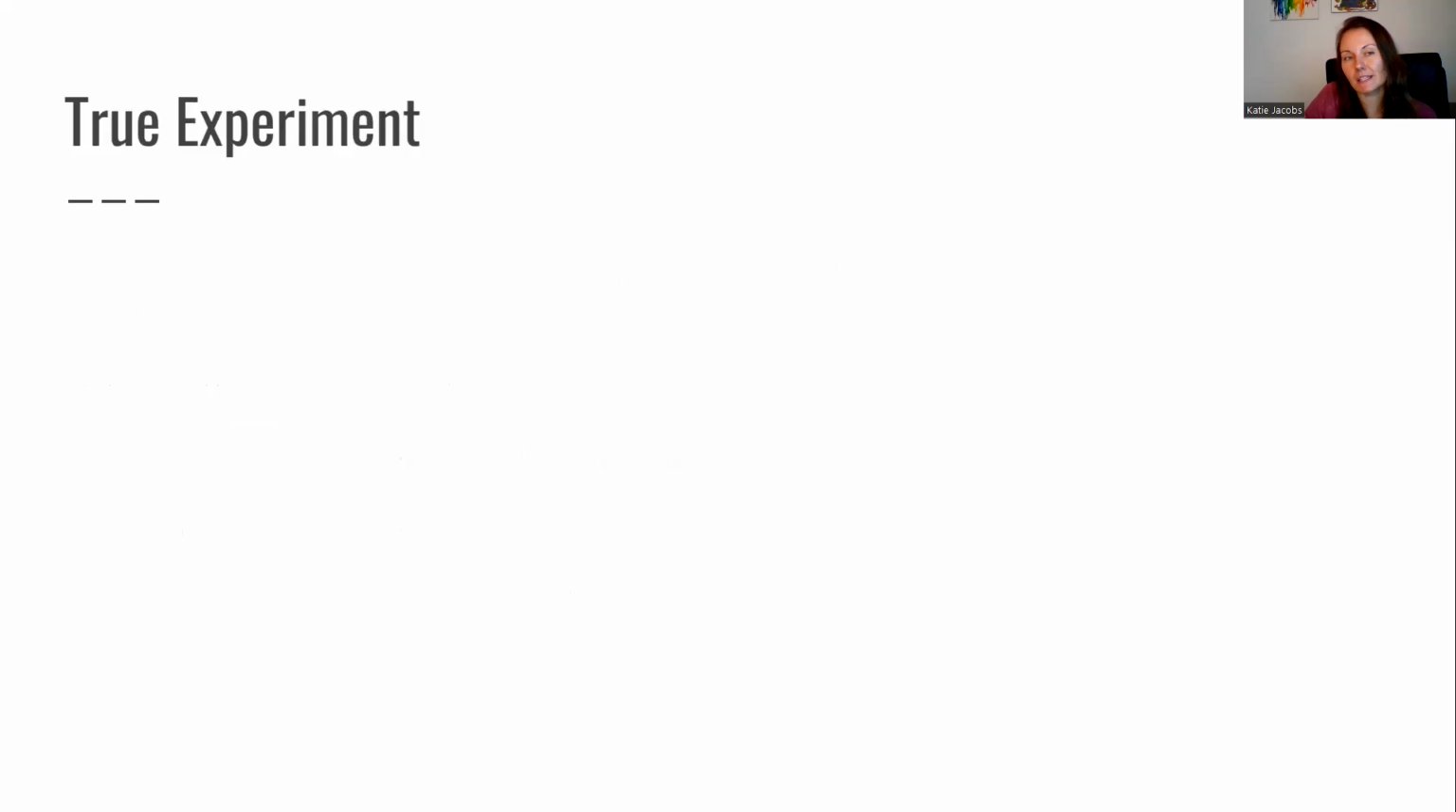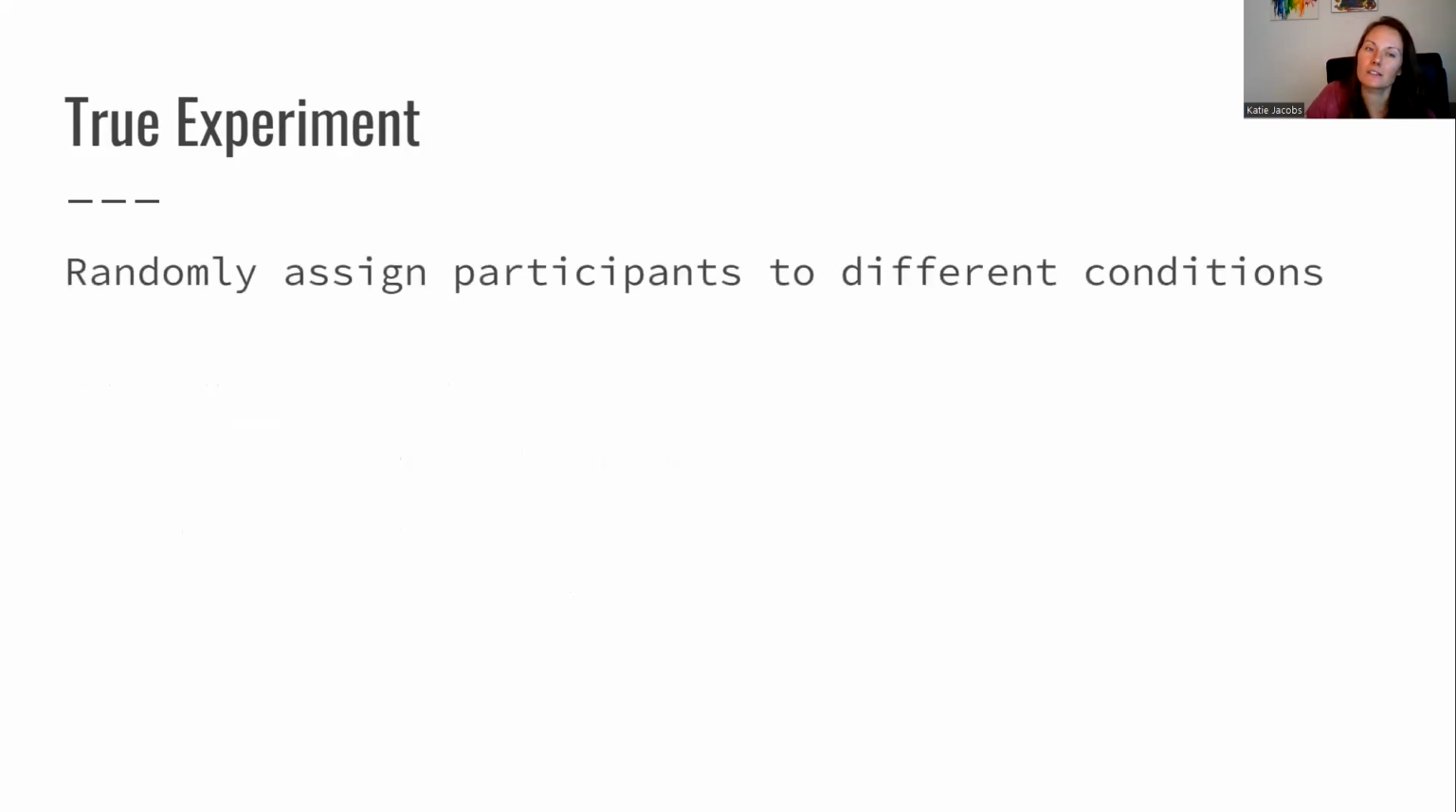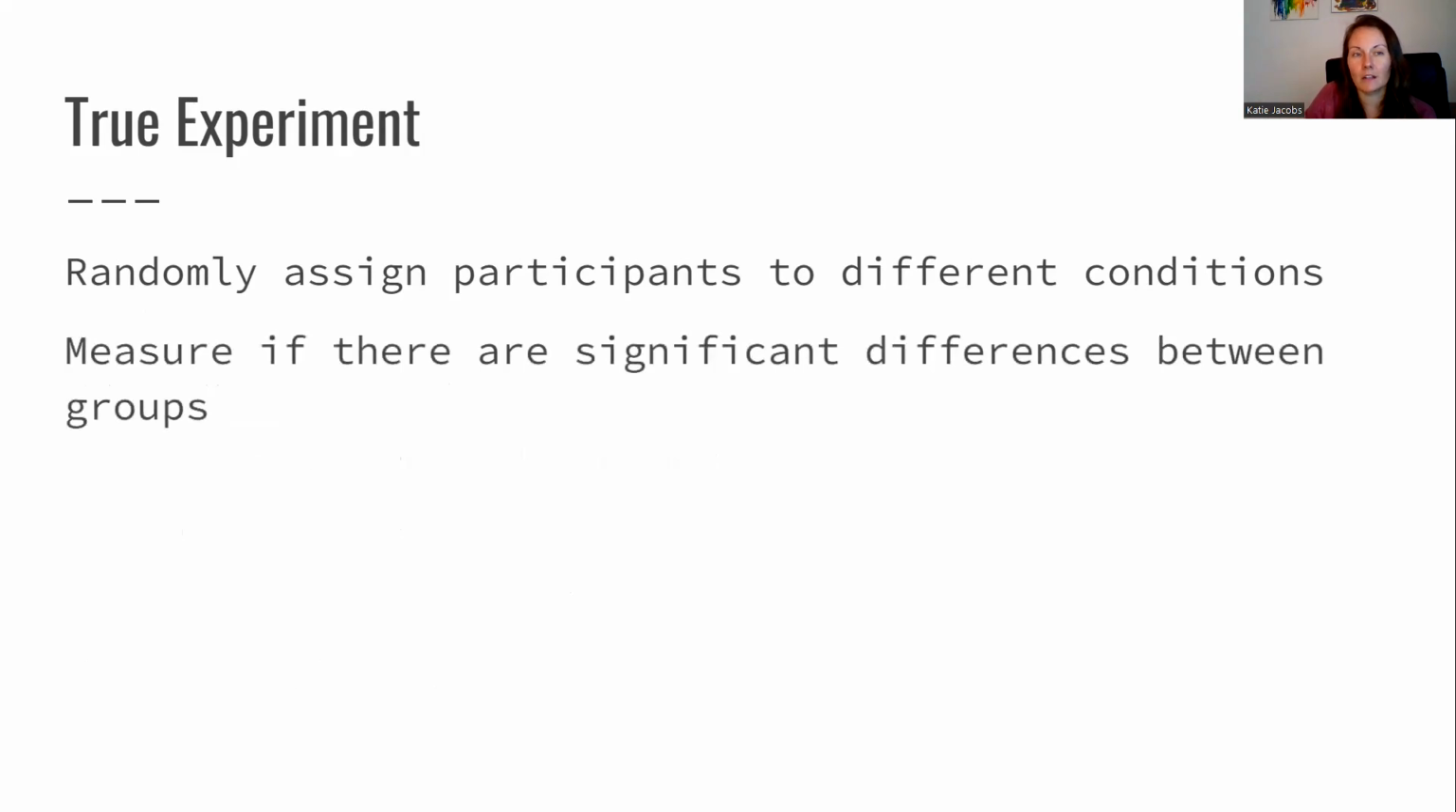So true experiment, this is how we determine cause and effect. So this is when we have a sample of participants and we randomly assign our participants to different conditions or different groups. And then a lot of times we'll try to see, are there significant differences between those groups or among those groups?